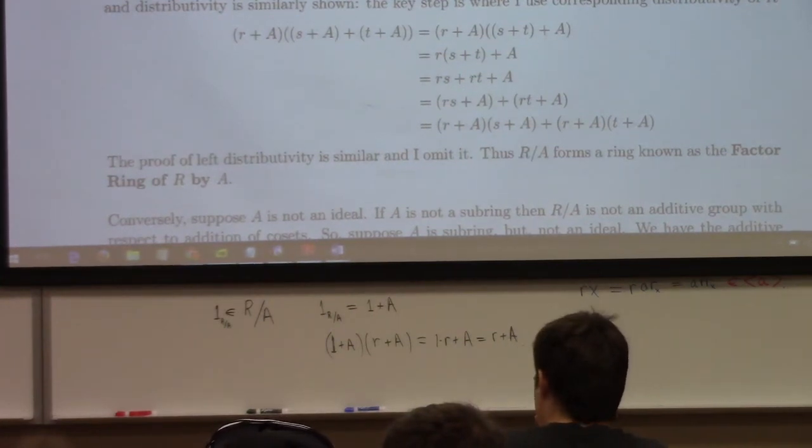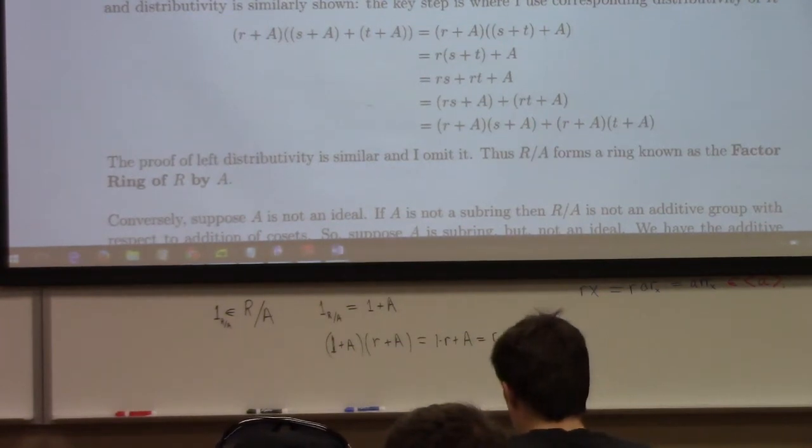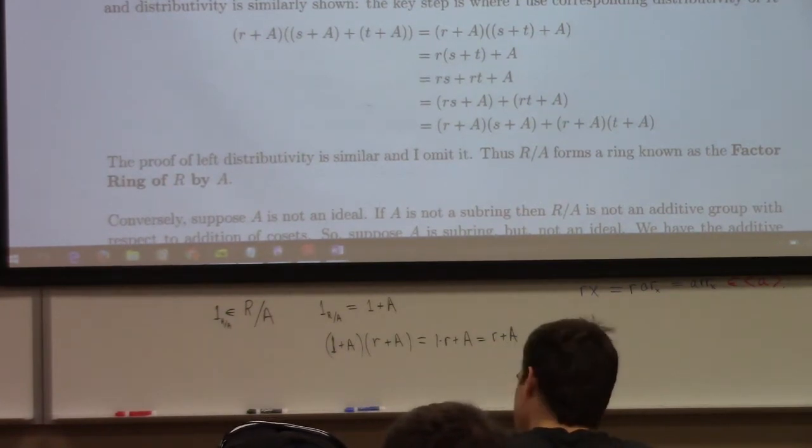And what happens if 1 is in the ideal? Then it's the stupid ring. Then you're looking at R mod R, which is just 0, where 0 is equal to 1, right? We're back to that again.